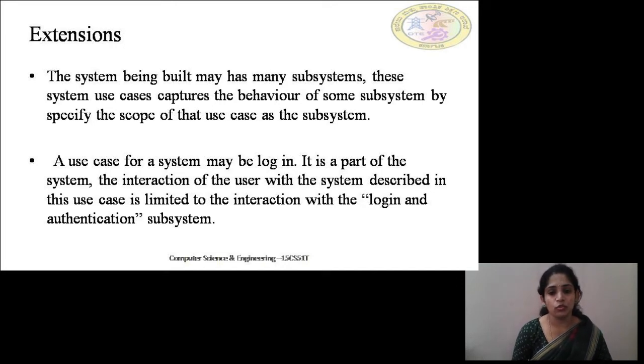be applications of more and more subsystems. So definitely in practical applications, there will be use cases with one or more subsystems. That can be seen in the topic extensions. The system being built may have many subsystems. These system use cases capture the behavior of some subsystem by specifying the scope of that use case as the subsystem.